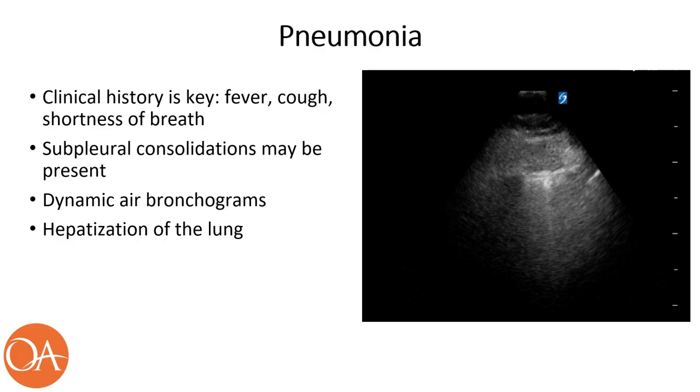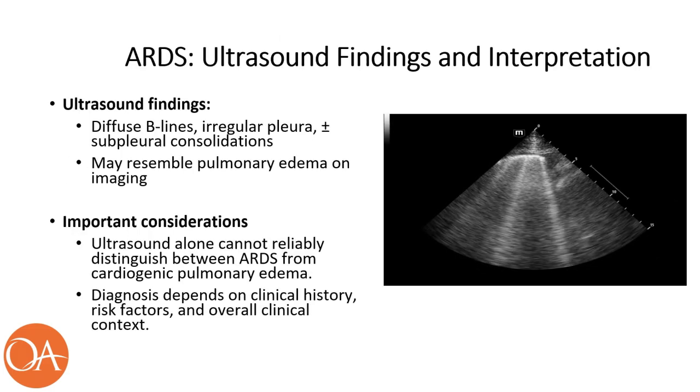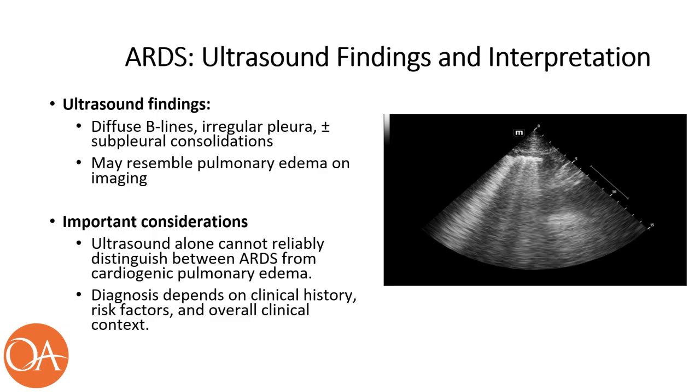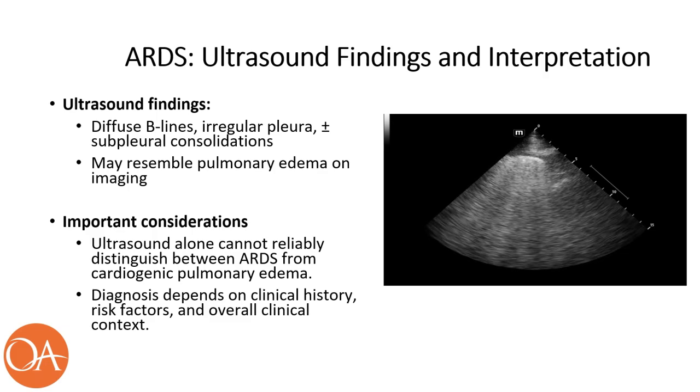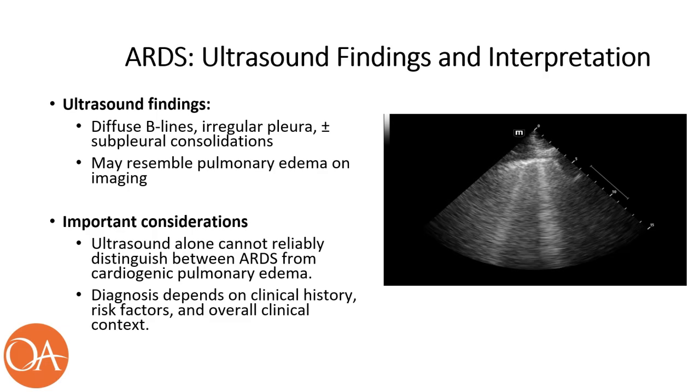Interpreting these ultrasound findings in conjunction with the patient's clinical presentation can significantly enhance the diagnostic accuracy of pneumonia at the bedside setting. Sonographically, ARDS may exhibit a diffuse B-line pattern, often similar to that seen in cardiogenic pulmonary edema. However, ultrasound alone cannot reliably distinguish between these two entities. Thus, clinical context, including timing, precipitating factors, and accompanying hemodynamic findings, is essential for accurate diagnosis.